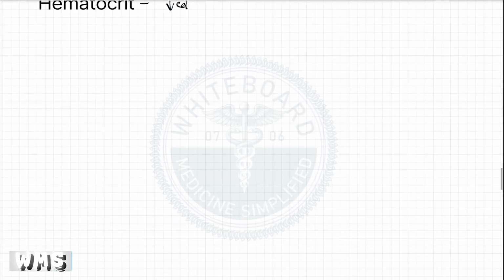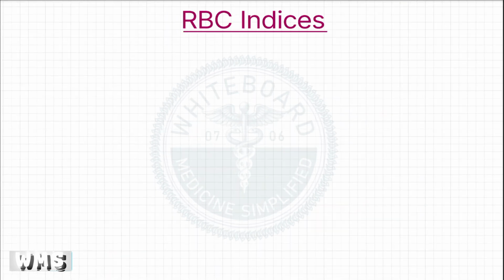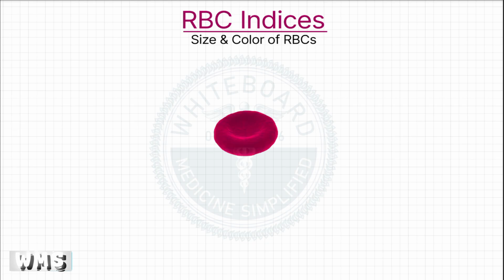This is where the RBC indices come in, and they tell us about the size and color of the RBCs. Suppose this is a normal RBC, and the average volume of one RBC is around 80 to 100 femtoliter. And as we all know, RBCs are enucleated and mainly contain hemoglobin. The average amount of hemoglobin in one RBC is 27 to 32 picogram per cell.